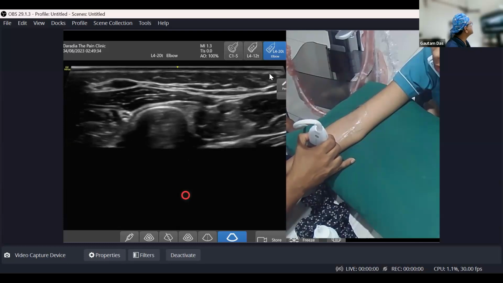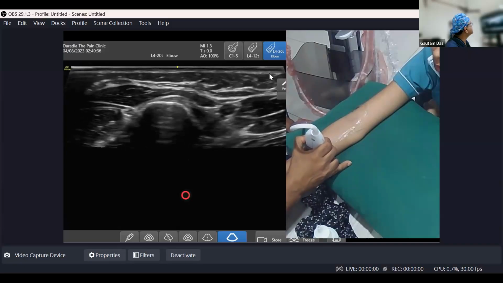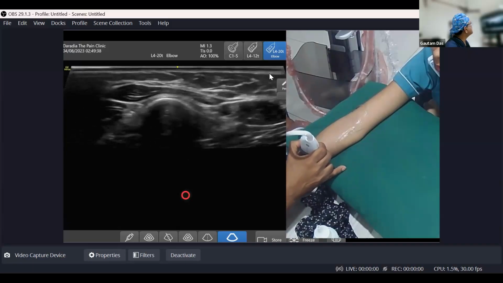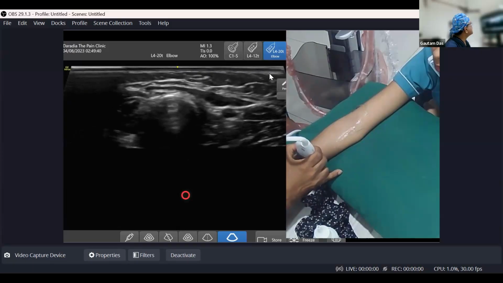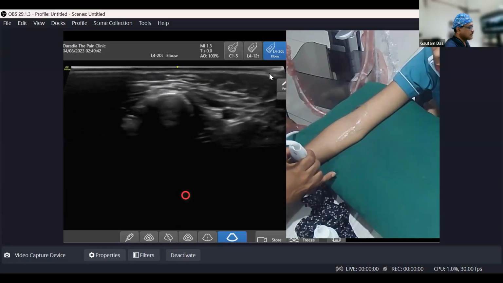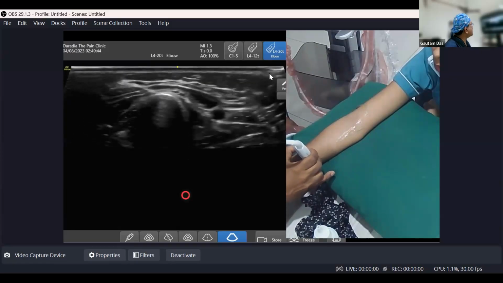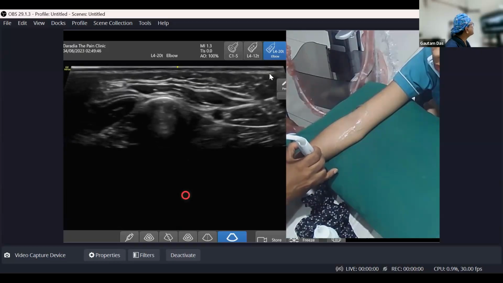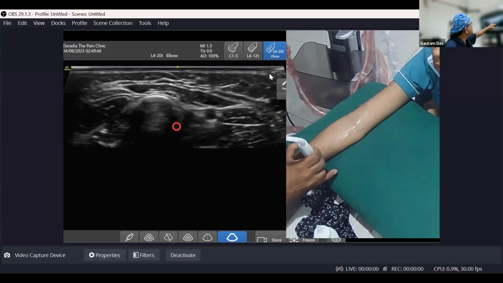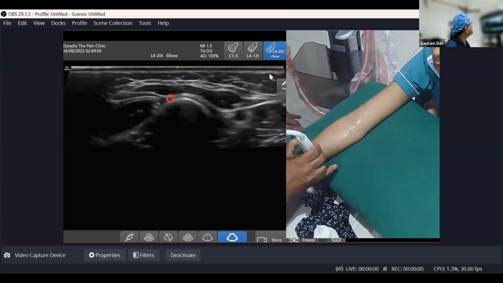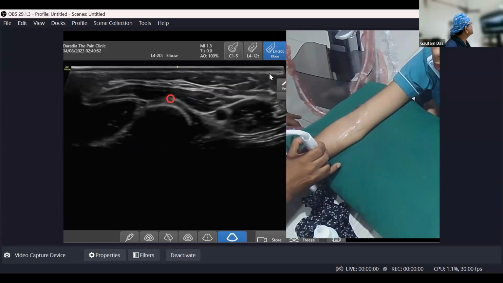So now if I'm going more distally, it will be coming just lateral. I'll be showing you that this was your nerve, just above the superficial nerve.